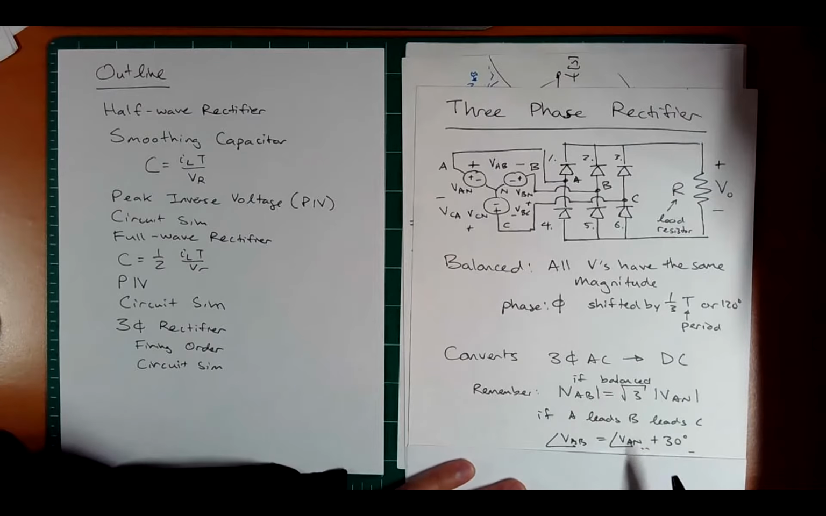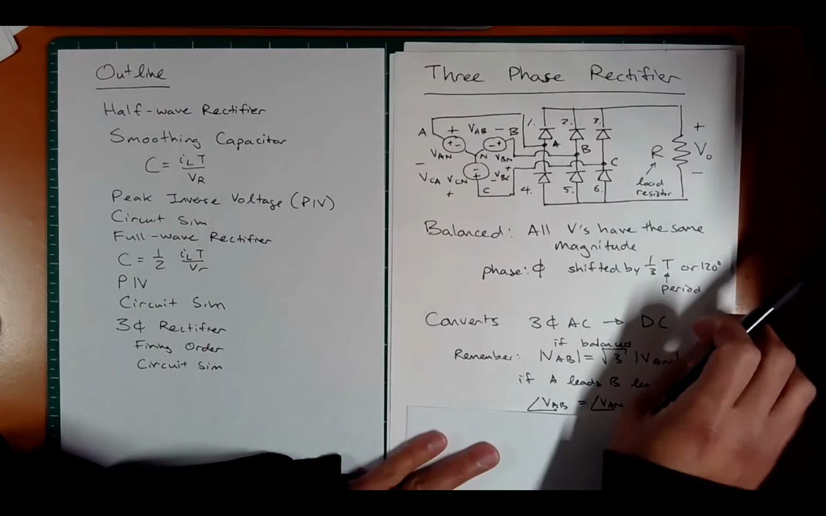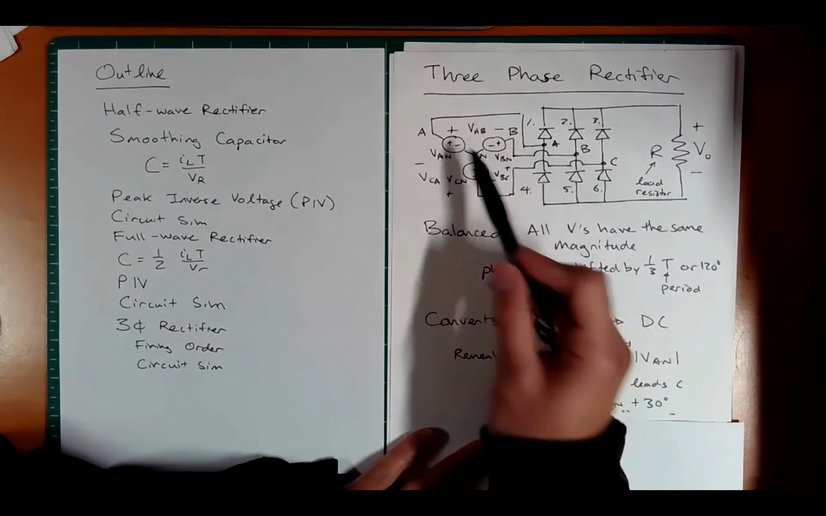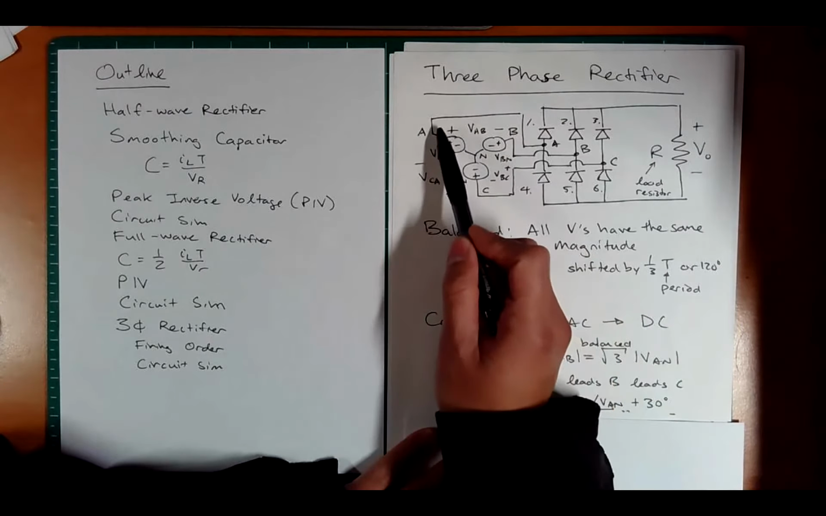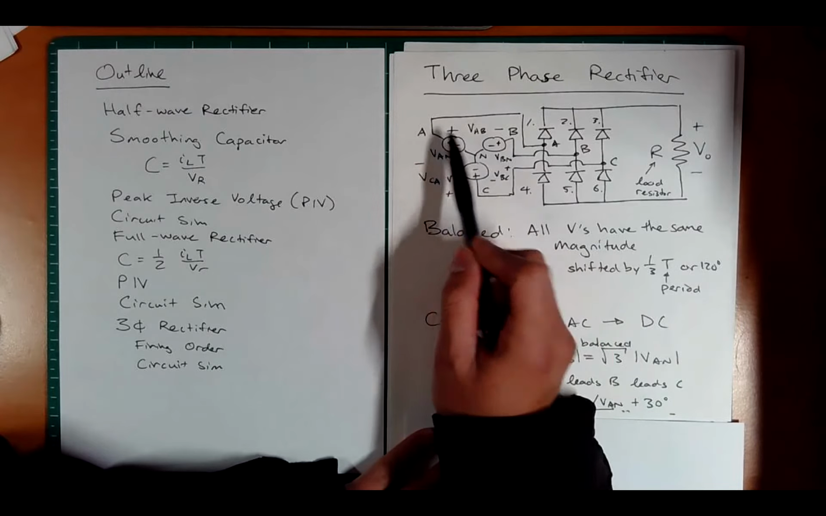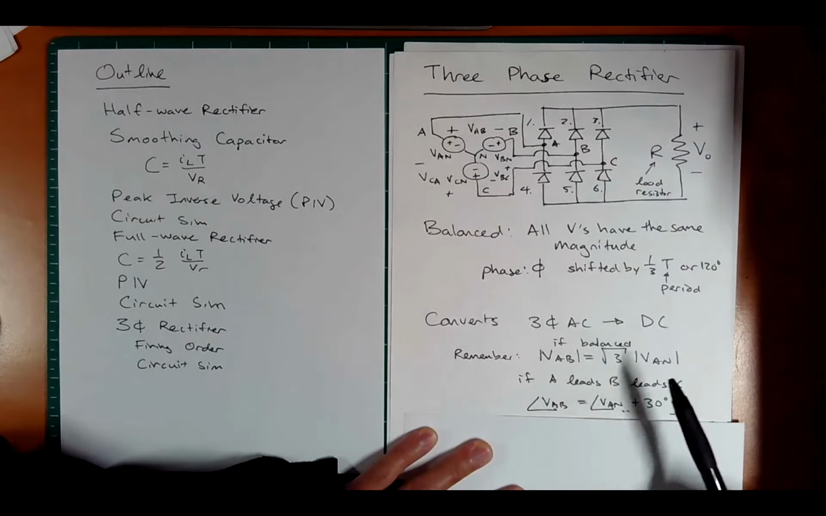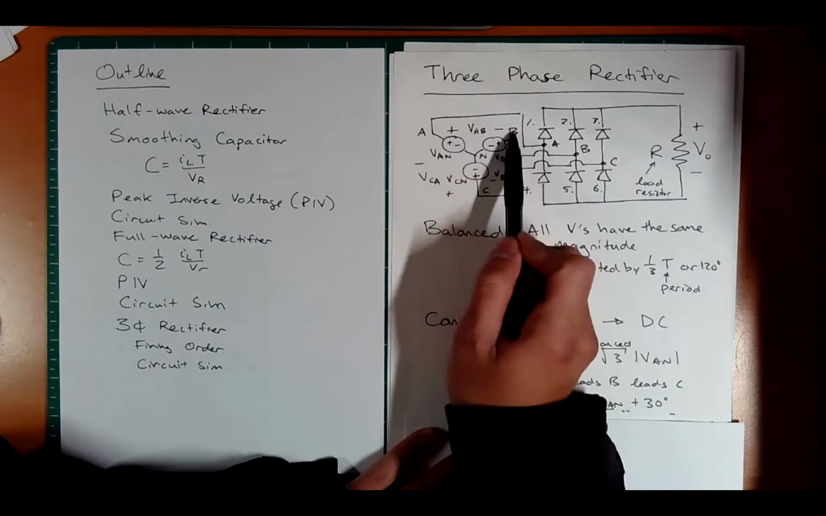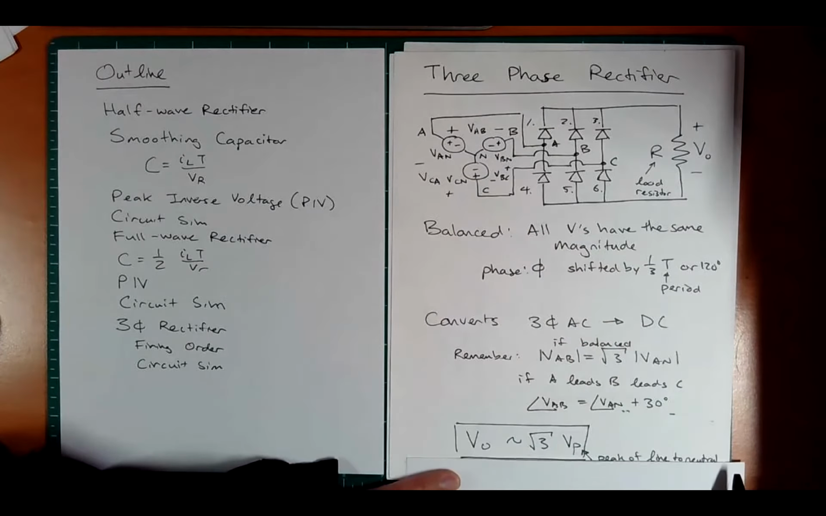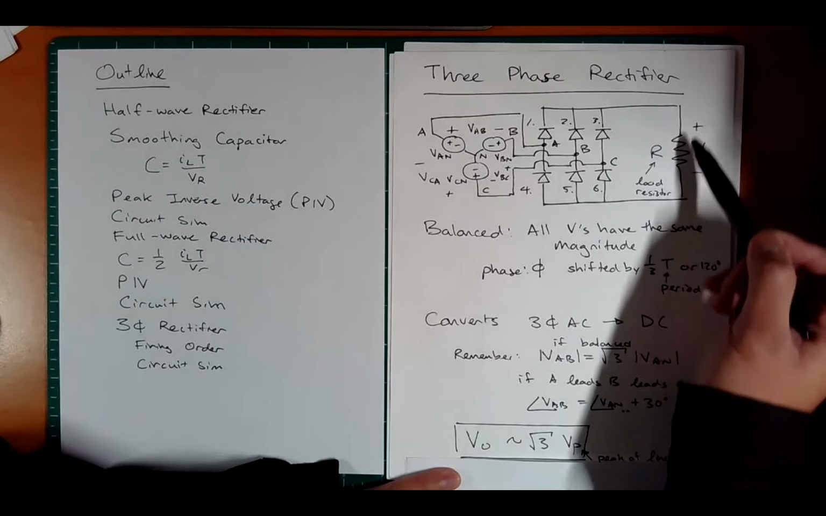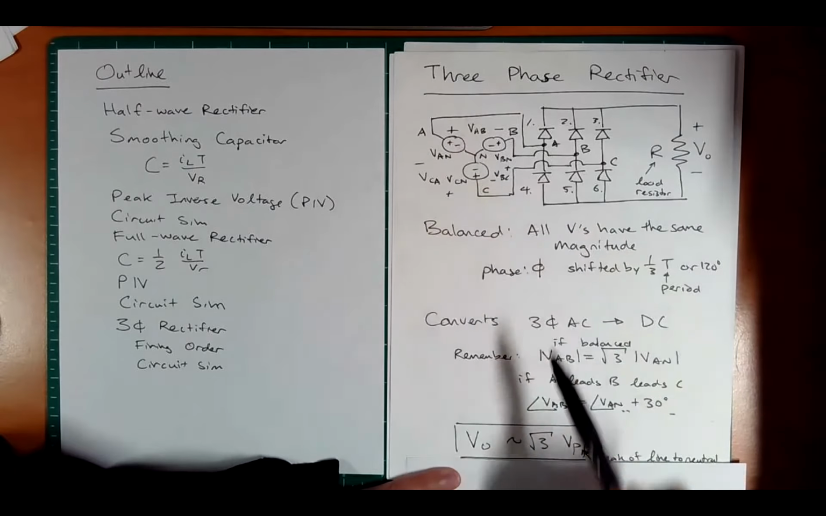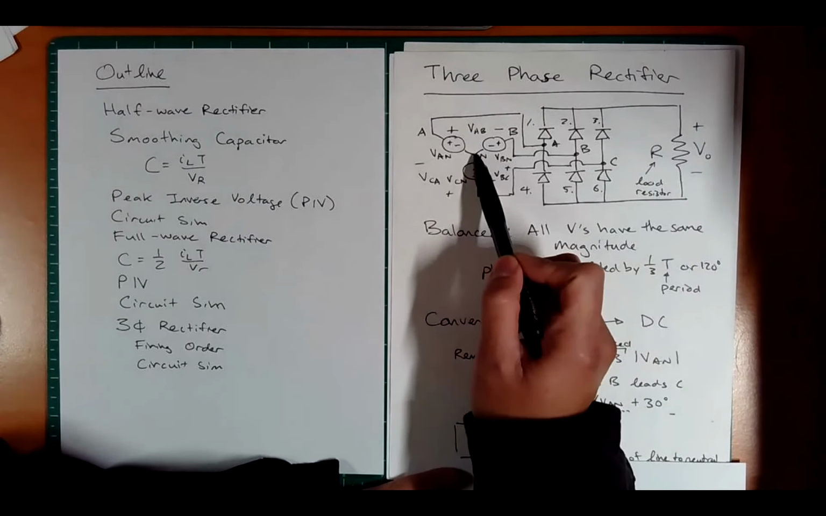Also, just as a bit of trivia, which is not really important here, there is a 30-degree phase shift. If we have a leading sequence, A leads B leads C, then the AB voltage will lead the AN voltage by 30 degrees. If we have a negative sequence where A lags B lags C, then this line-to-line would be lagging. But really, the takeaway is that this output voltage is going to match this line-to-line voltage, and this line-to-line voltage is a √3 bigger than the line-to-neutral voltage.